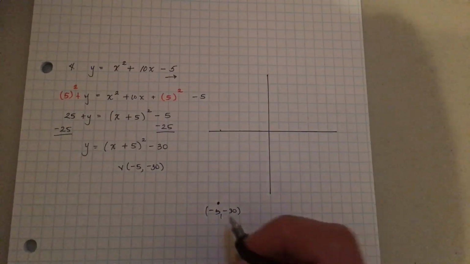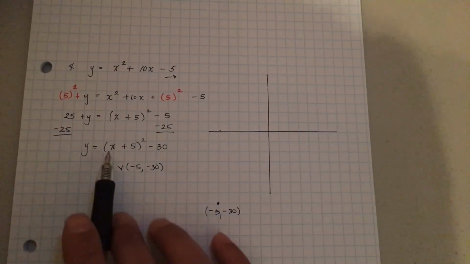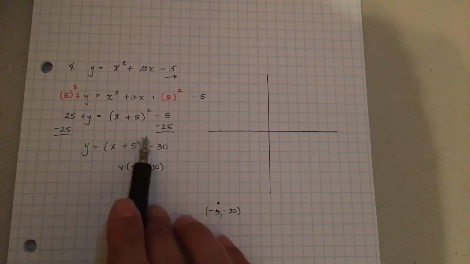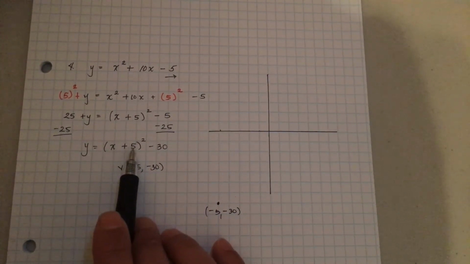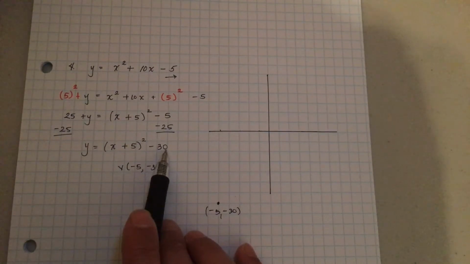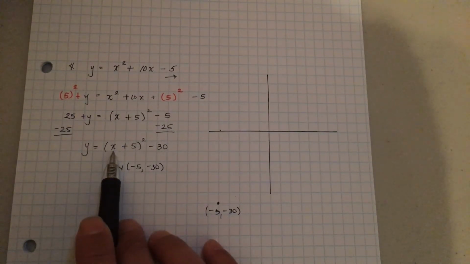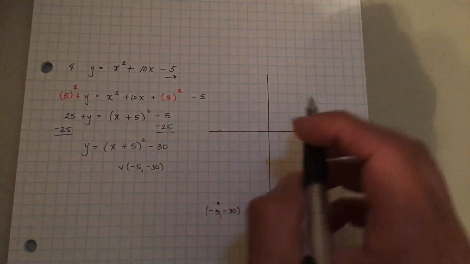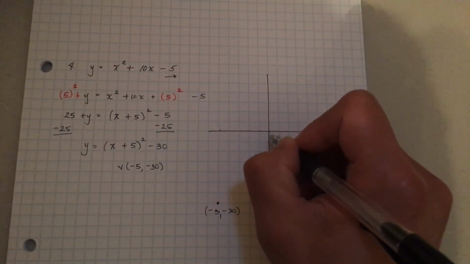Now I want to be a little bit more precise with this one. So I'm going to plug in 0. Entonces le voy a agregar el 0. So 0 más 5 es 5. 5 al cuadrado es 25. 25 menos 30 is menos 5. So when x is 0, I put 5, I get 5. 5 squared is 25 minus 30 is negative 5. So when x is 0, I get negative 5.